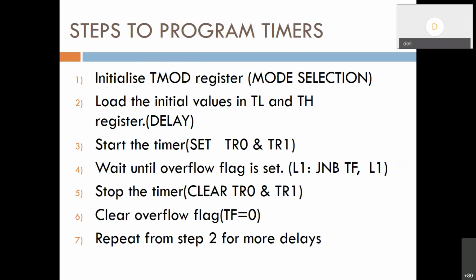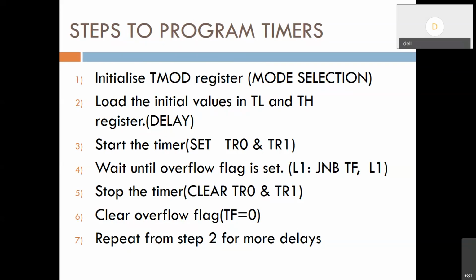So initialize T-mode register. Now the question is, why do we need to initialize the T-mode register? Very simple. The mode selection. As already told in the earlier slides, there are four modes: mode 0, mode 1, mode 2, mode 3. But generally we go for mode 1 and mode 2 as per our syllabus. As per VTU syllabus, we specify only mode 1 and mode 2. So the T-mode value is supposed to be put according to that mode selection.